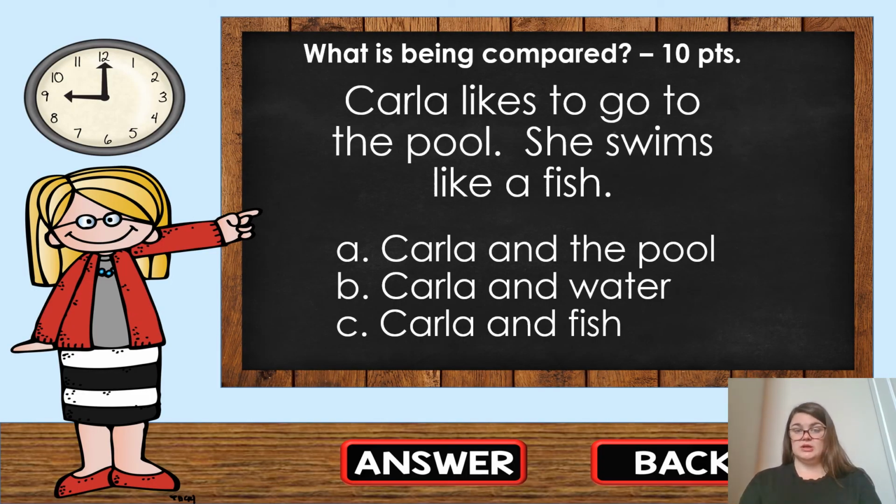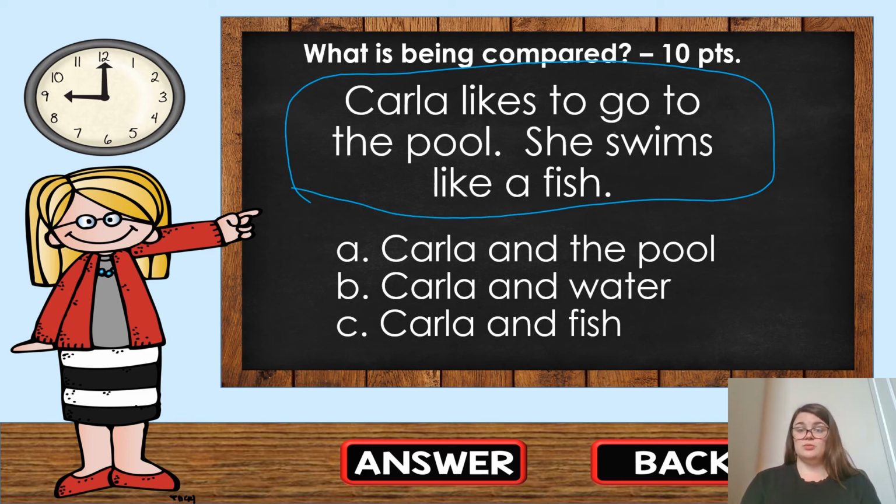Here's our next question. You're going to decide what we're comparing in this simile. So I'll read the simile for you, and then you're going to decide what we're comparing. Carla likes to go to the pool. She swims like a fish. Are we comparing A, Carla in the pool, B, Carla in the water, or C, Carla and the fish? Which one of these are we doing when we say she swims like a fish?